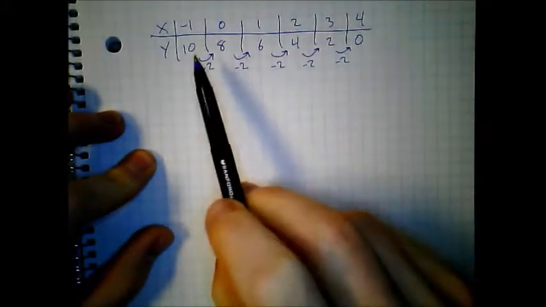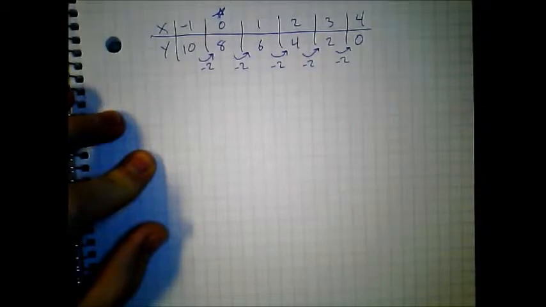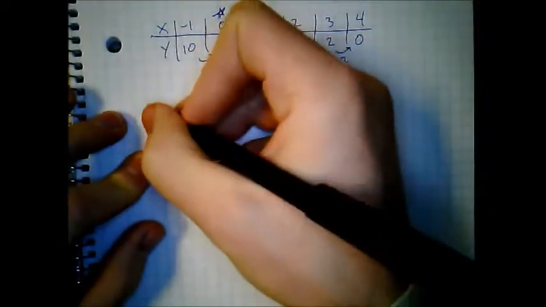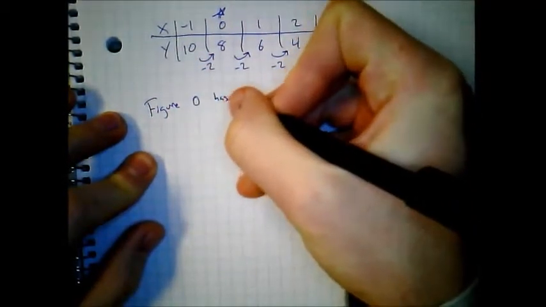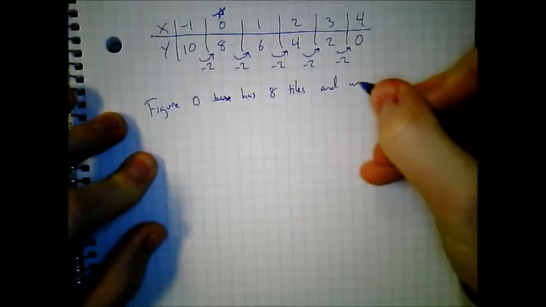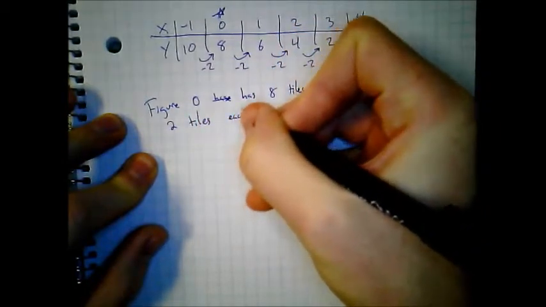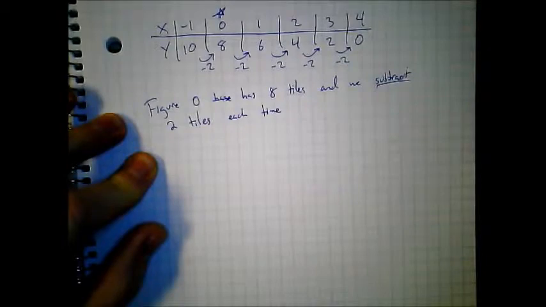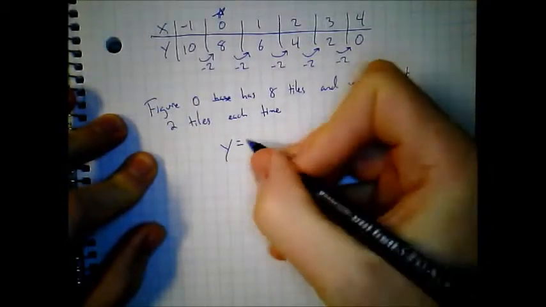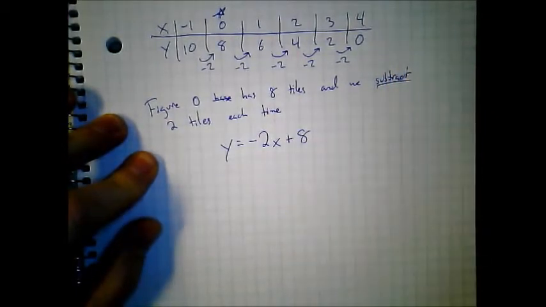Now the other thing that's different is figure 0 isn't the first one in our column. That's nothing to worry about. We look for figure 0 no matter where it is, whether it's first, whether it's last, or whether it's somewhere in the middle. X is our figure number, so figure 0 has 8 tiles, and we subtract 2 tiles each time. Now we have to deal with subtraction, but it's nothing to be too afraid of. Since we're subtracting 2 tiles each time, we're going to have negative 2x. And we have 8 tiles in figure 0. So our rule is y equals negative 2x plus 8.